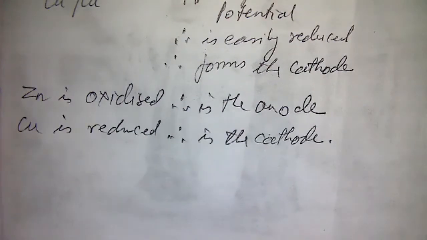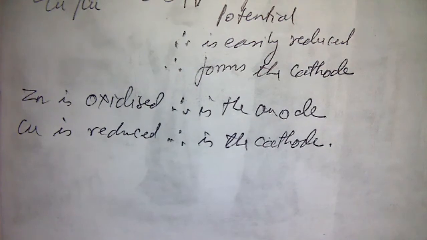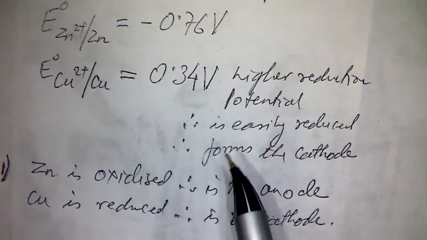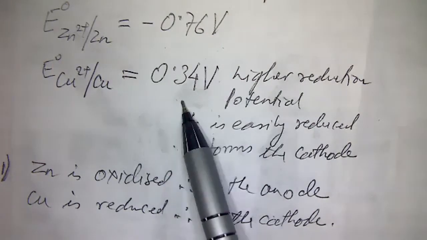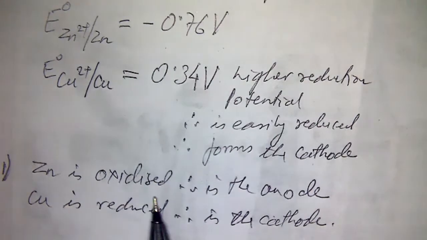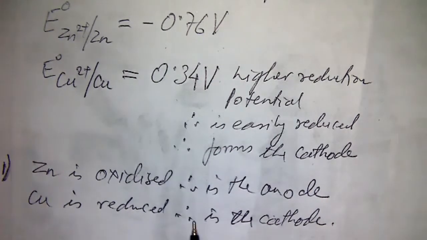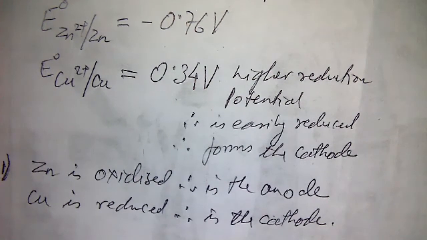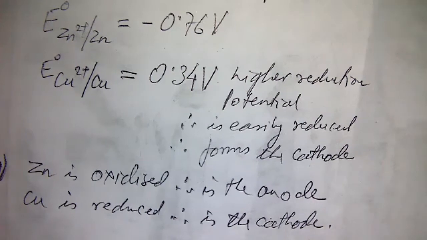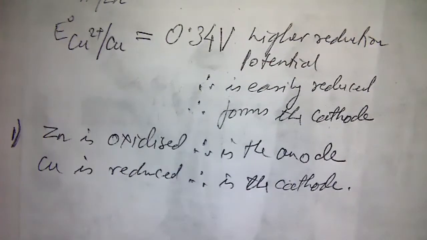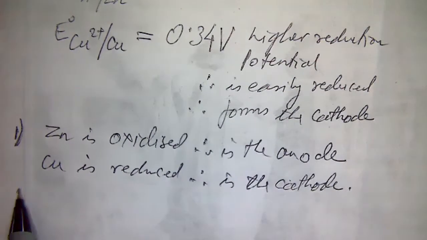So whichever is oxidized and whichever is reduced, you can find out with the help of the values which are given. You just compare the values, whichever has a higher value. Here the values were minus 0.76 and 0.34. So this is higher, so it will be reduced, so it is the cathode. Zinc will be oxidized, so it is the anode. Copper is reduced, so it is the cathode. Understood? So whenever two metals are given, you can easily find out which is oxidized and which is reduced. Then the next thing, the second one, what you have to write down?